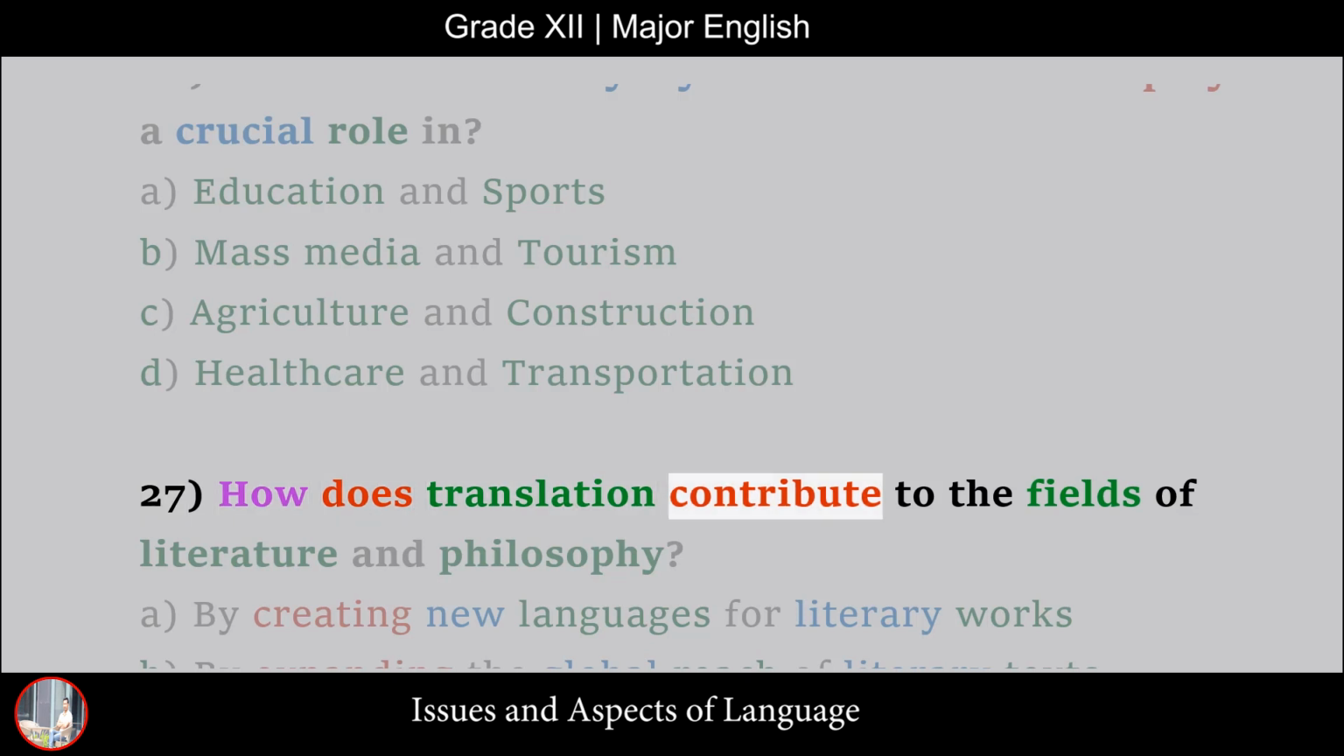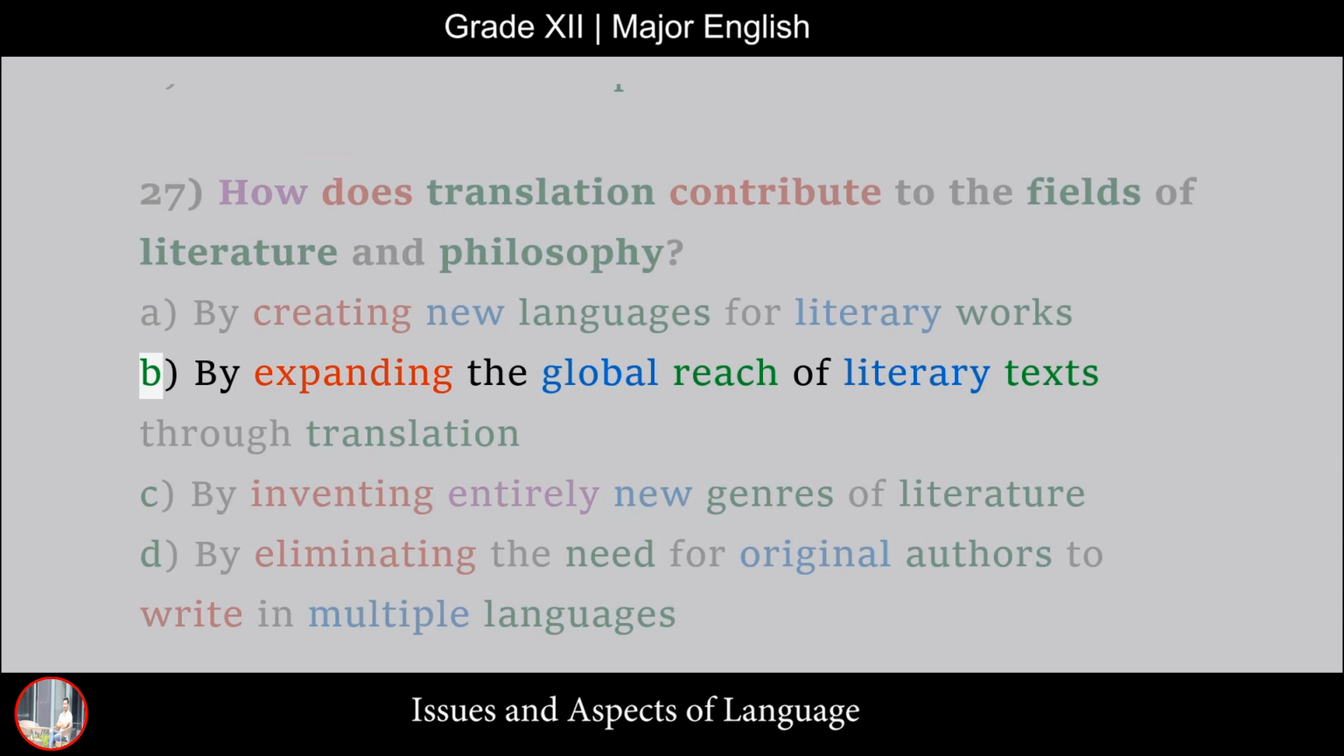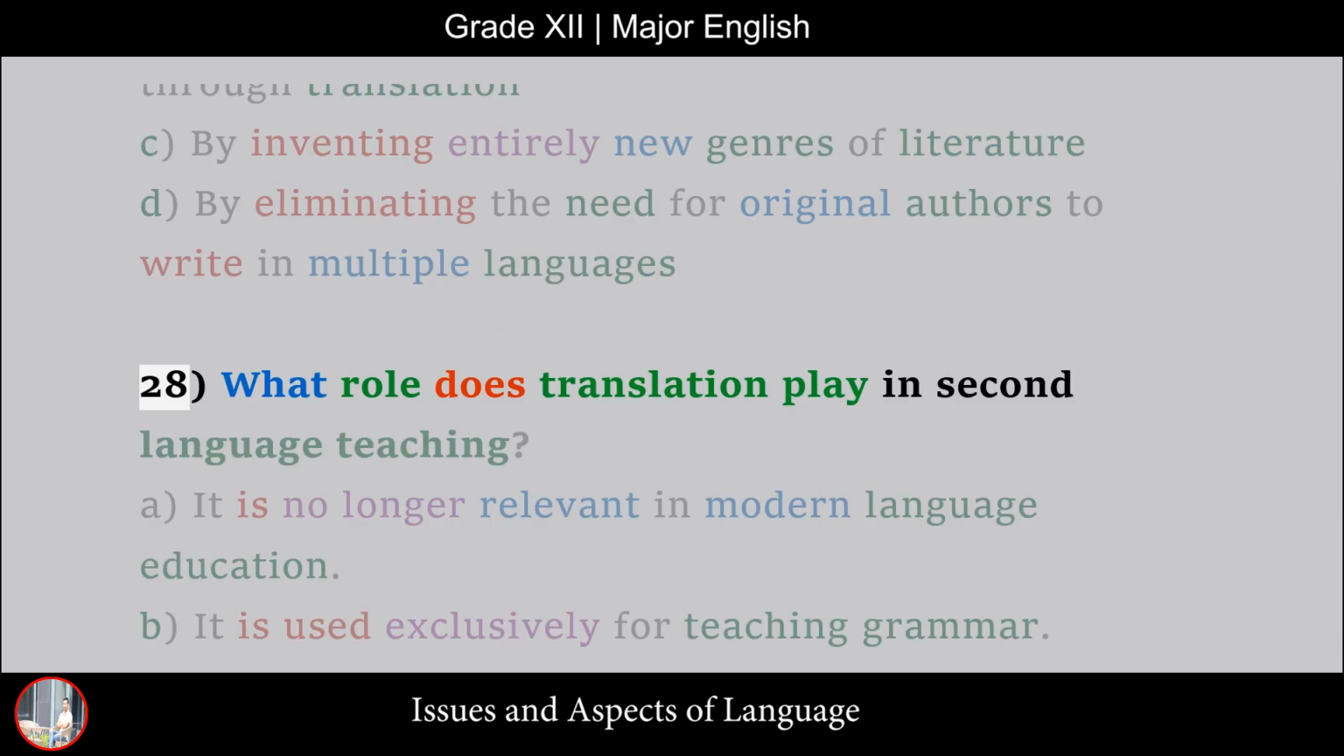27. How does translation contribute to the fields of literature and philosophy? A. By creating new languages for literary works. B. By expanding the global reach of literary texts through translation. C. By inventing entirely new genres of literature. D. By eliminating the need for original authors to write in multiple languages.